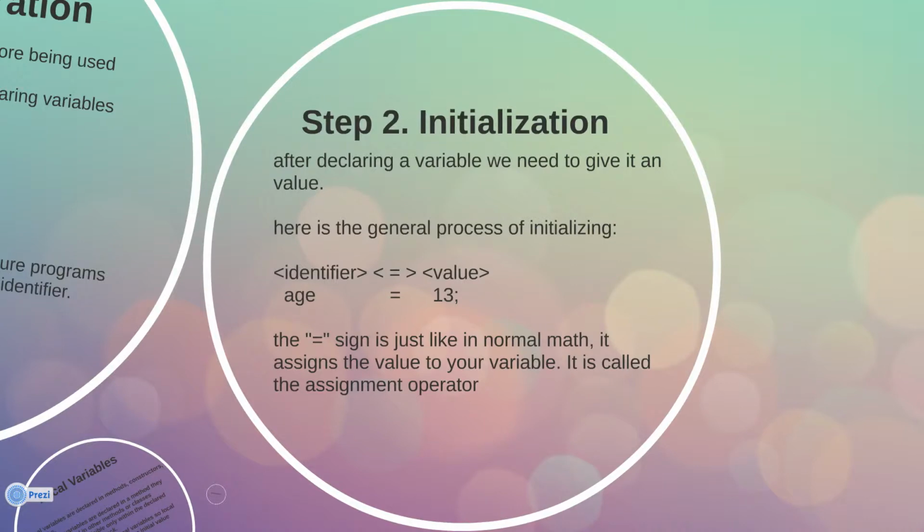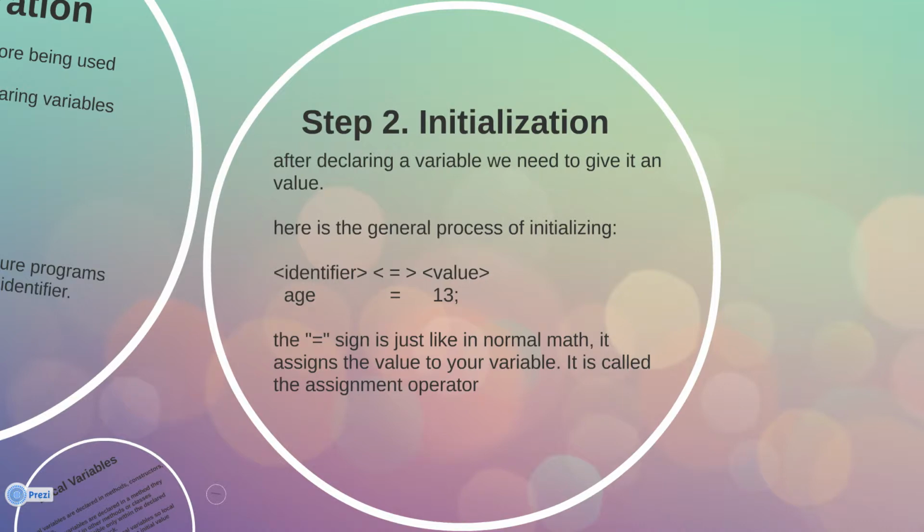Step 2, initialization. After declaring a variable, we named it and we gave it its data type. Here is the general process of initializing. When you want to initialize a variable, you take an identifier and put an equal sign, which is the assignment operator, and then the value that you want to give your identifier.